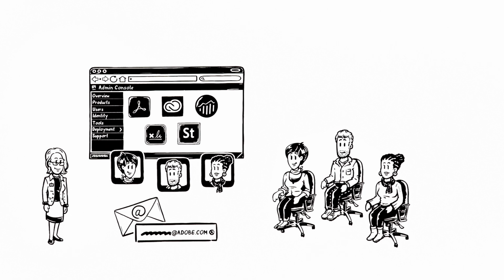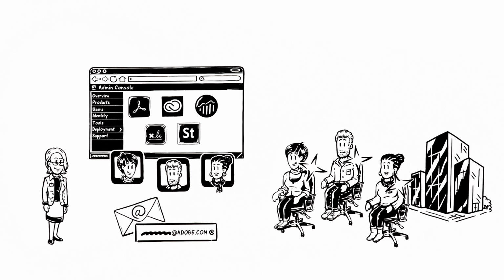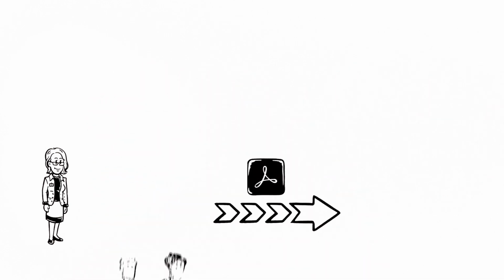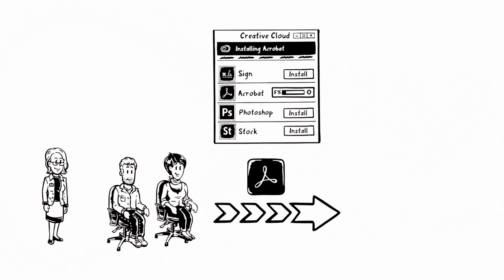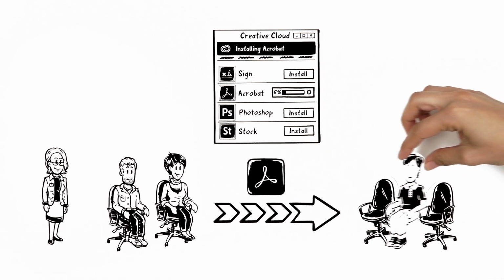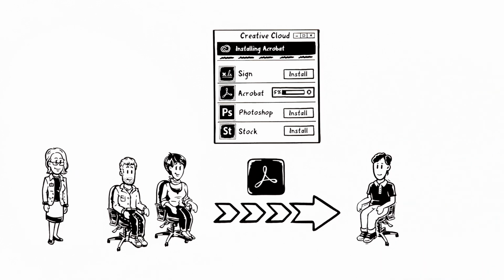Entitlements can be managed on an individual, team, or organization basis, so Tina can make sure that the right teams have the right apps and cloud services. She knows how many licenses are assigned and how many she has left to use. When users join or leave a team, Tina can quickly and easily manage access to their Adobe products.